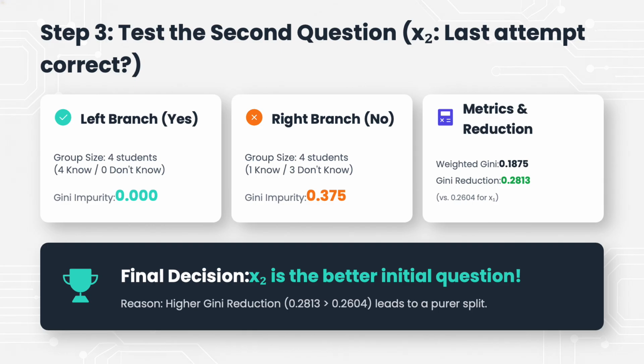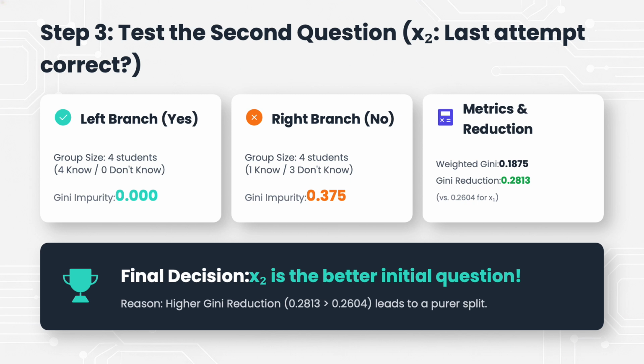The left group, who answered correctly, are all no, so their Gini is 0. The right group, who answered incorrectly, has 1 no and 3 don't know, with a Gini of 0.375. The weighted average Gini for this split is 0.1875, leading to a Gini reduction of 0.2813.